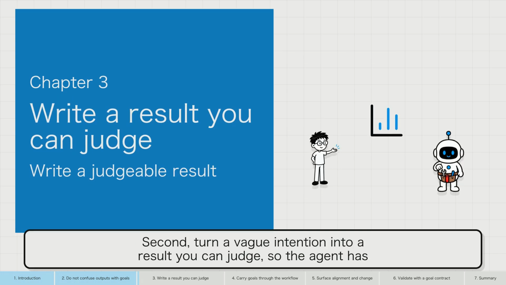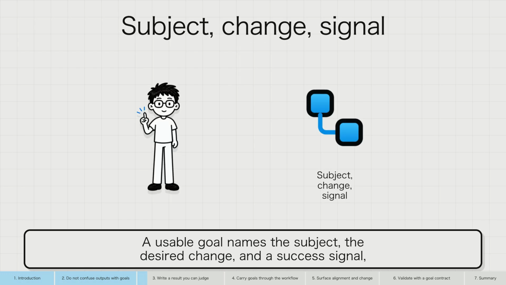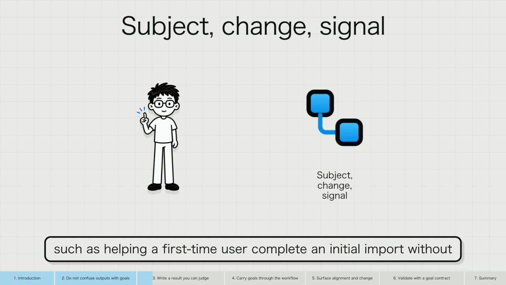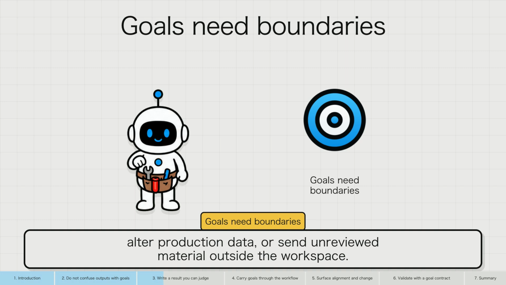Second, turn a vague intention into a result you can judge, so the agent has a direction for trade-offs and self-checks. A usable goal names the subject, the desired change, and a success signal, such as helping a first-time user complete an initial import without assistance in 10 minutes. Then add boundaries that cannot be sacrificed. Do not expand permissions, alter production data, or send unreviewed material outside the workspace.